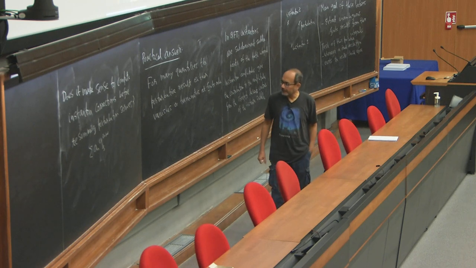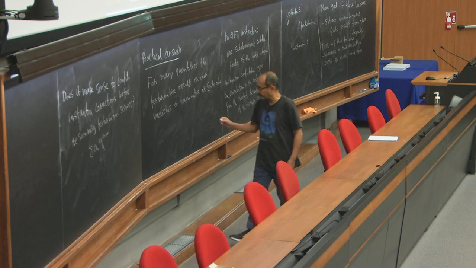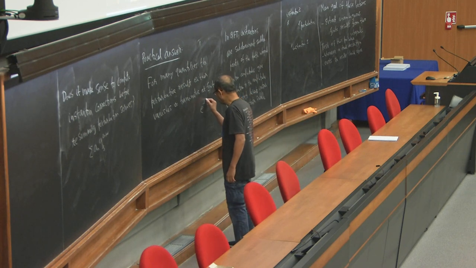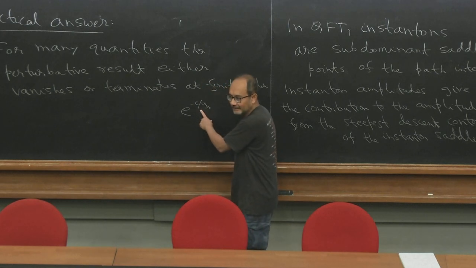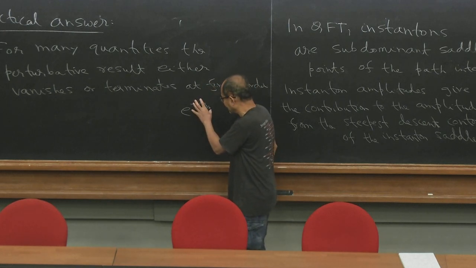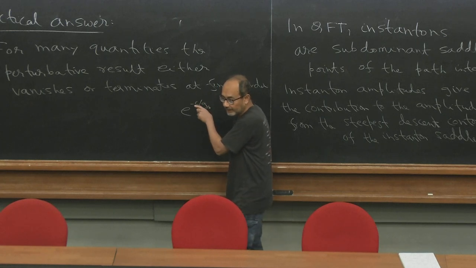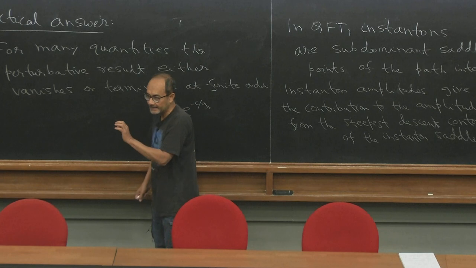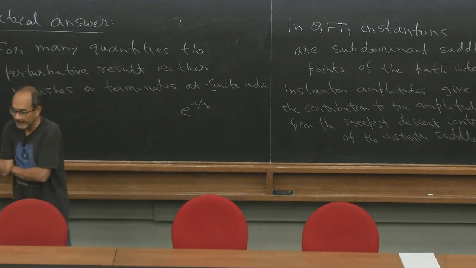Well, I think we know it because you have this e to the minus C over g_s suppression, right? And this is typically the signal that there is a saddle whose action is C over g_s. Okay, and in fact, we can explicitly identify these saddles as D-branes. So in that sense, you already know that there exist saddles, right?